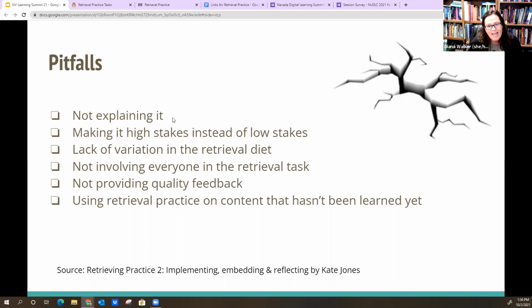Doing a retrieval task, having them figure out what they know, what they're still struggling with, and what they don't know, but then not giving them a chance for feedback or a chance to make those corrections and deepen understanding. And then using retrieval practice on content that hasn't been learned yet. It's something they have to be able to retrieve.